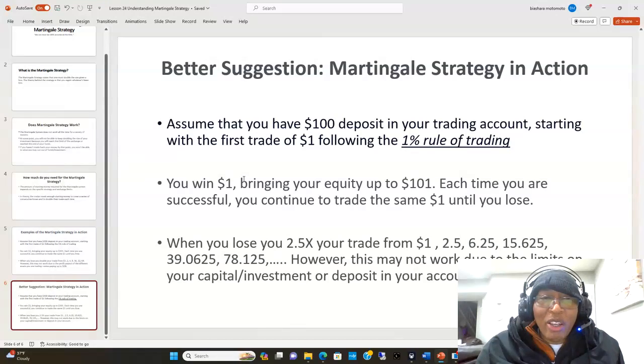But when you win, you just play $1, following the 1% rule of trading. So if you have a $100 deposit, the first trade should be $1. Okay. So you bring your equity to 101. Each time you're successful, you continue to trade the same $1 until you lose.